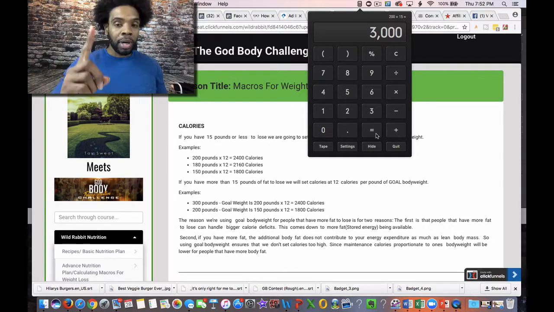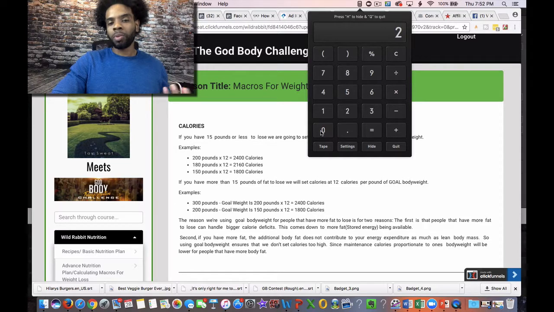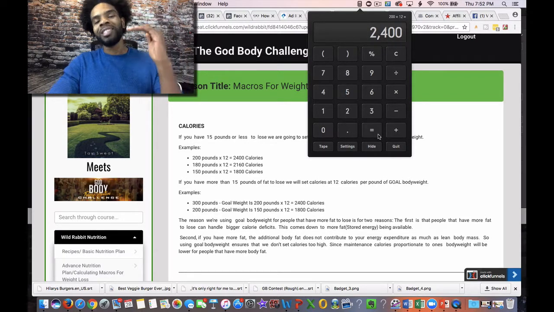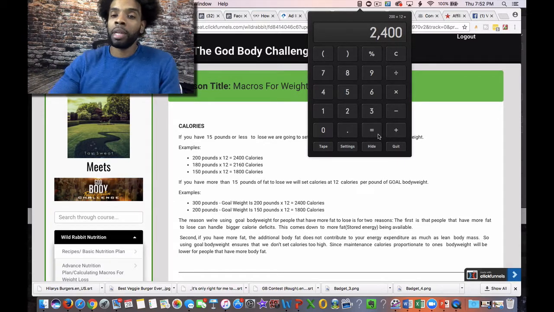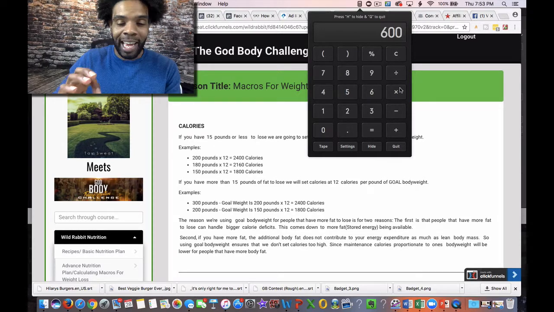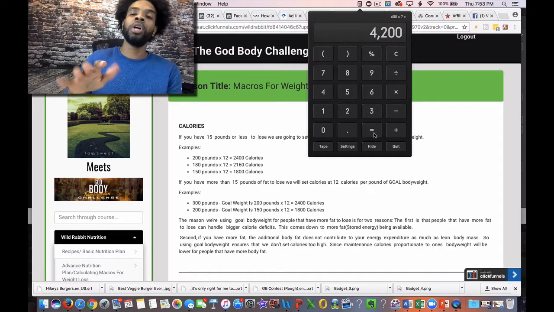But if you're 200 pounds and you want to lose weight, then we're going to bring it down. Not a lot, but we'll bring it down. So once again, we do 200 times 12, which puts us right at 2,400, slightly under your actual maintenance calories. So in essence, we're about 600 under. Let's do the calculations on that. 600 calories a day in a deficit times 7 days a week. Boom. So now we're in a 4,200 deficit.